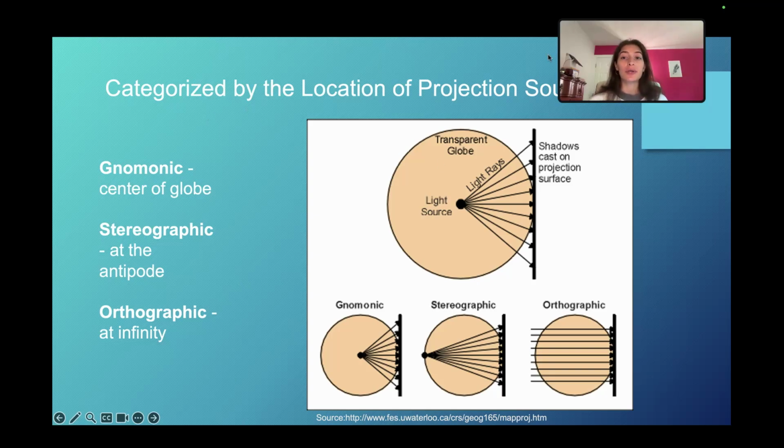Now discussing the location of that projection source. Gnomic means that we're at the center of the globe. Stereographic means that we're at the antipode or all the way at the back center. And then orthographic means that we have these multiple bands that are going basically through at infinity. So all of these different bands at each level kind of projecting onto this map directly.